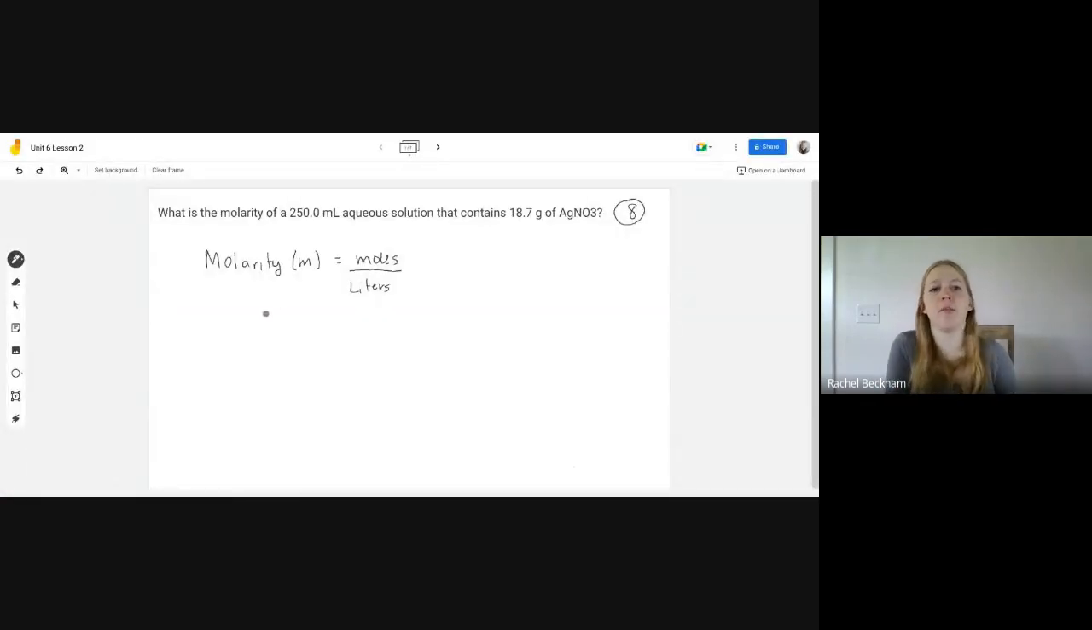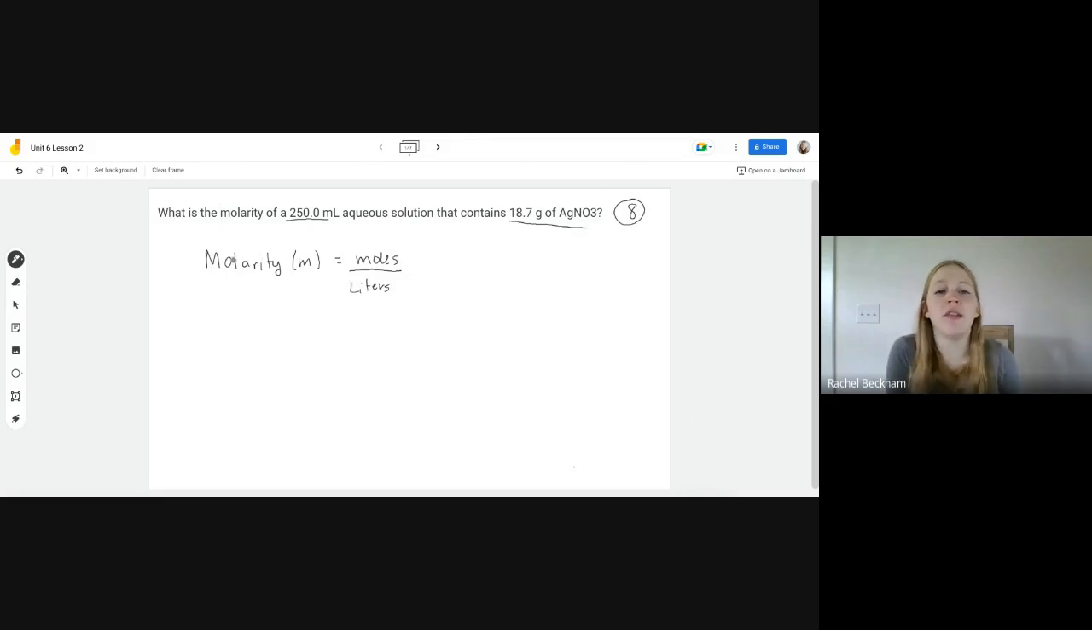This is the first math problem. It says, what is the molarity of a 250 ml aqueous solution that contains 18.7 grams of AgNO3? Ag is silver and NO3 is nitrate, and so I know that that name is silver nitrate.